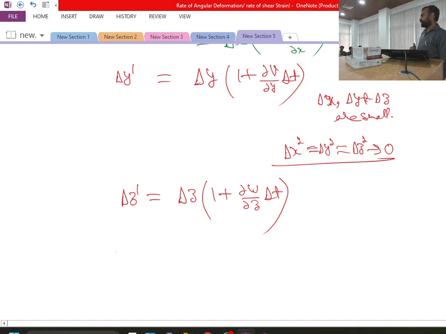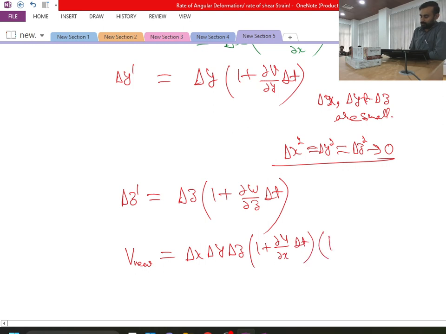Multiplication of all these three. So new volume is delta x, delta y, delta z times 1 plus del u by del x into delta t, 1 plus del v by del y into delta t, times 1 plus del w by del z into delta t.